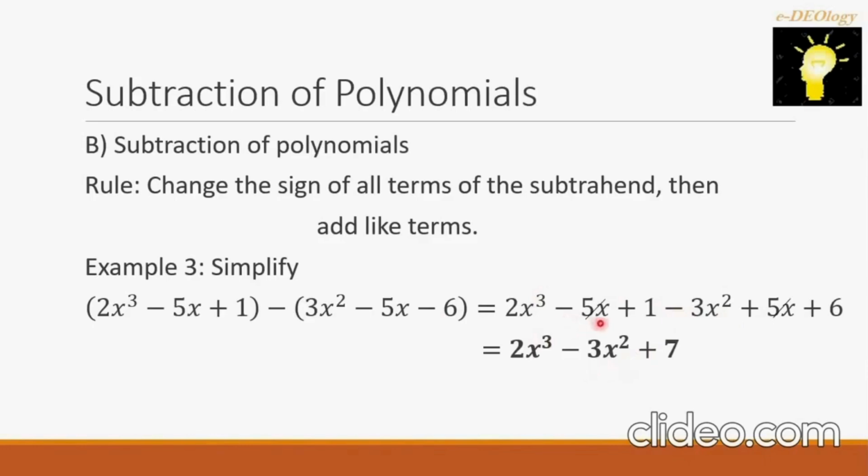For the negative 5x, there is a positive 5x here, so it is cancelled. Then for the constants, it is 1 plus 6. It becomes 7. So our final answer is 2x cubed minus 3x squared plus 7.